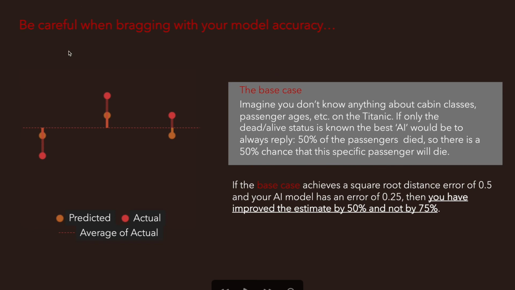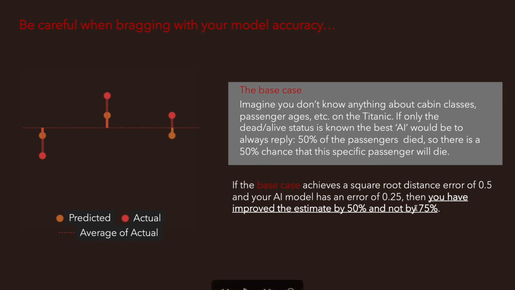One more thing I would like you to be careful about is when you're using these errors, and most of the time you will end up using the square errors, be really careful when you want to brag about the accuracy of your model. If your model on average makes an error in its prediction of 0.25, you might be tempted to just say, my model gets it right 75%. 75% of the time, I'm able to predict if someone has died or survived on the Titanic.